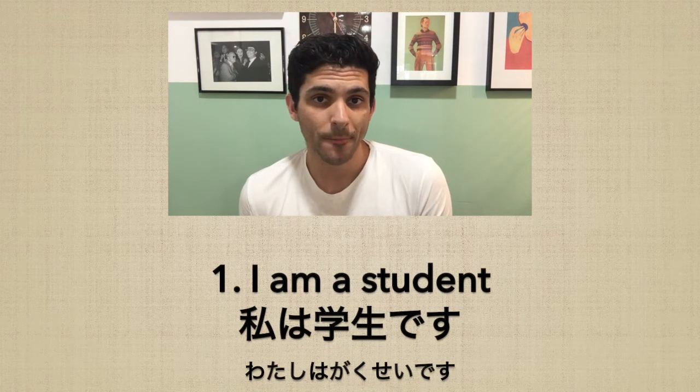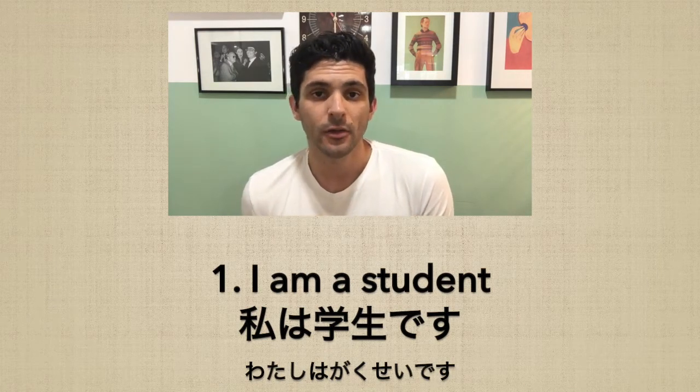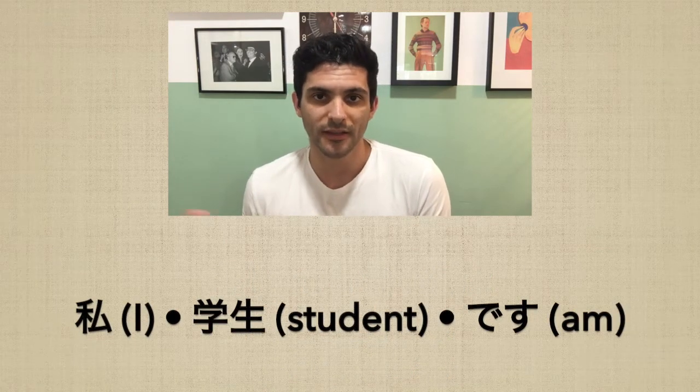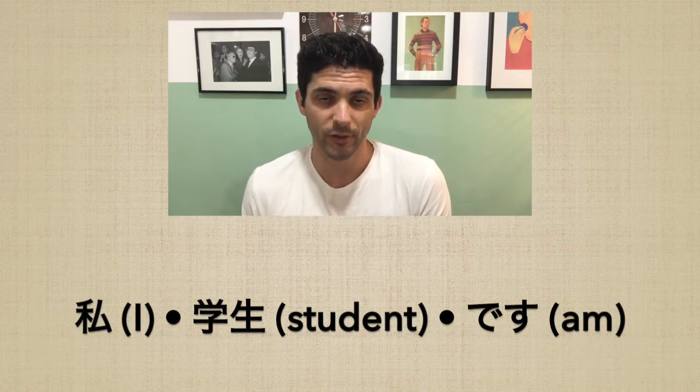So what happens then if it's not clear who we're talking about, right? And we need to explicitly state, like, I am a student, okay? That's when we need our structure, X wa Y desu. So if I want to specify I am a student, it's going to be watashi wa gakusei desu. Watashi wa gakusei desu, okay? Watashi, I, gakusei, student, desu, am, okay?